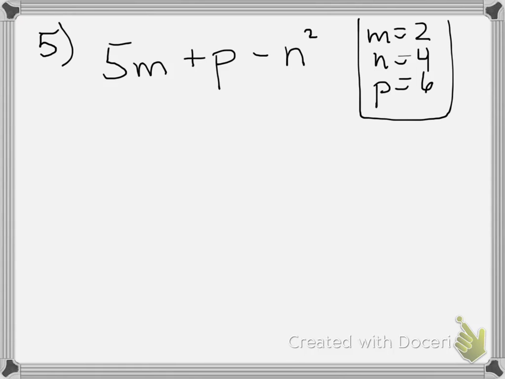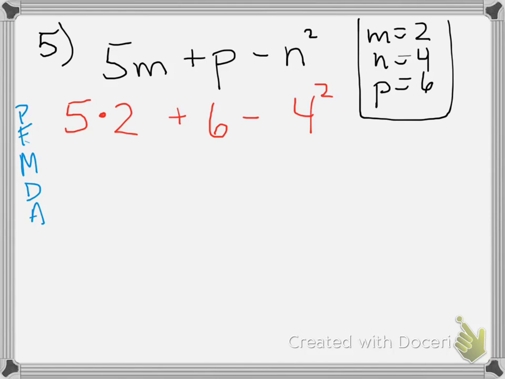The M, N, and P are up in the key. And all we do now is substitute. So it's going to be 5 times 2 plus 6 minus 4 to the second power. Then off to the side, I just for the heck of it, write PEMDAS. Helps people so they don't make mistakes.